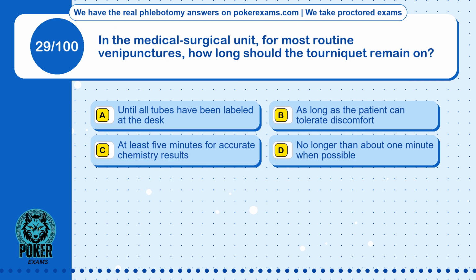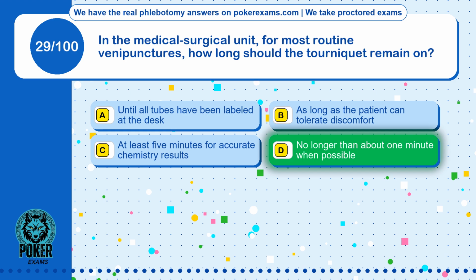Question 29. In the medical surgical unit, for most routine venipunctures, how long should the tourniquet remain on? Option A. Until all tubes have been labeled at the desk. Option B. As long as the patient can tolerate discomfort. Option C. At least 5 minutes for accurate chemistry results. Option D. No longer than about 1 minute when possible.